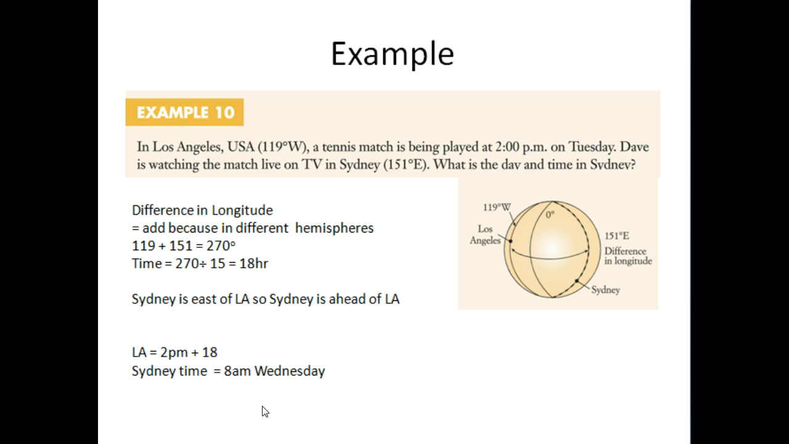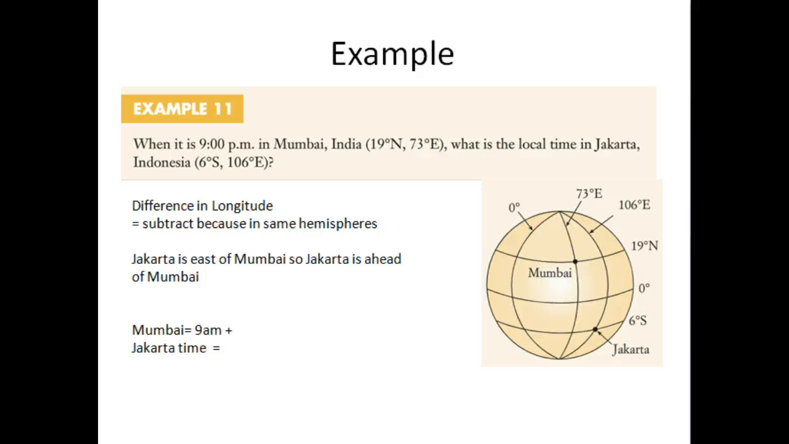You can see there are quite a few steps to these questions, so it's important that you write down everything that I've written here. We started with finding the difference in longitude. We had to add them together because they were in different hemispheres. I then calculated how much time difference there was between the two cities by dividing the total amount of degrees by 15. I then remembered that Sydney was east of LA, so Sydney must be ahead of LA, and then I added the times together. That's a tricky thing, so let's have a look at another example.